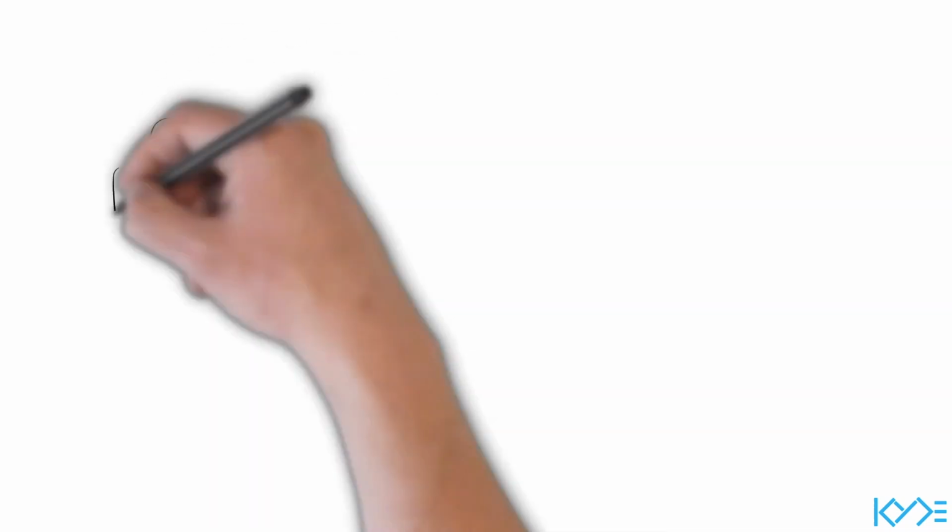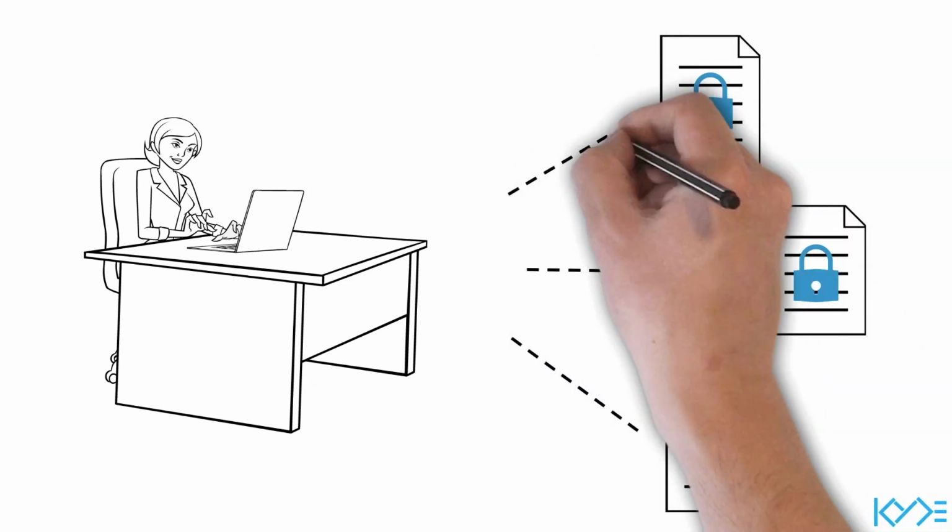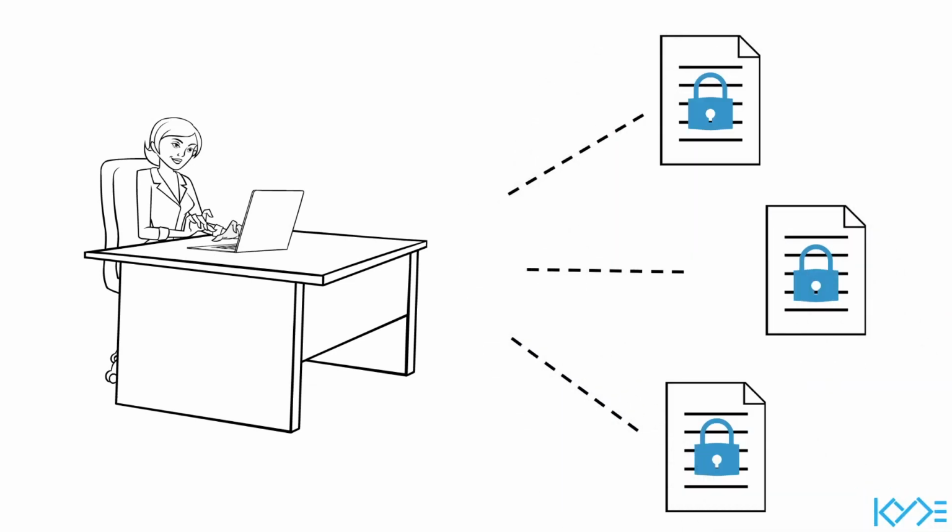So when we're trying to gain access to documents or other information that's restricted or protected, we need to use our secrets to verify our identity. This is called authentication.